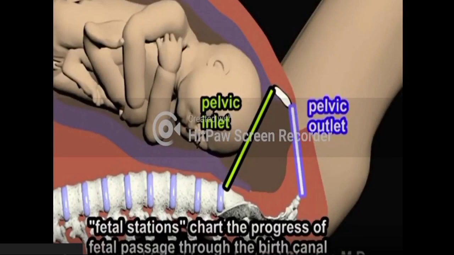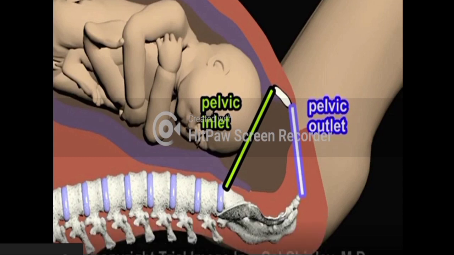In order to chart the position of the fetus as it moves through the birth canal, a system of fetal stations was devised many years ago and is still in use today. There are some variations, but the most commonly used fetal station system today assigns a value of -5 to the pelvic inlet and a value of +5 to the pelvic outlet.